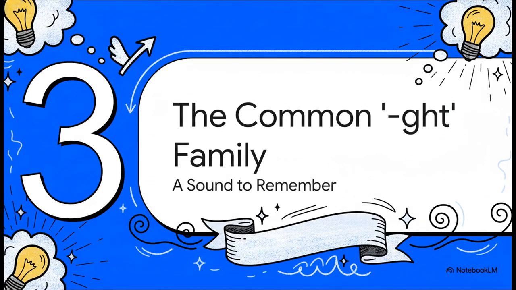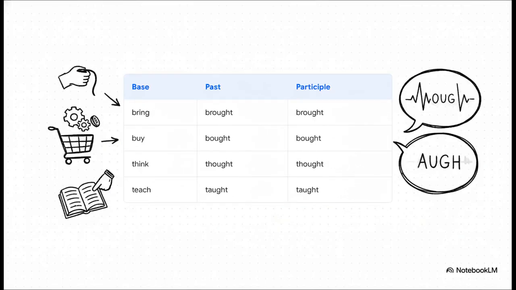All right, our next group is linked together not by a vowel swap, but by a very common spelling and sound in their past forms. Let's call this the GHT family. Check this out. You've got four totally different sounding verbs in their base form: bring, buy, think, teach. And they all just snap into this -ought or -aught form for both the past and the participle. The spelling is a tiny bit different, but that -ought sound is the key. Learn one, you've pretty much learned them all.